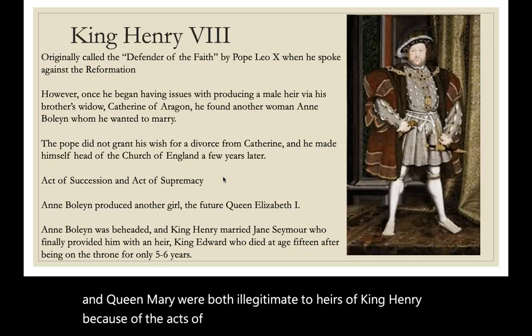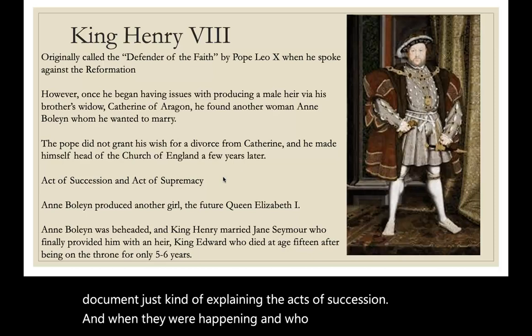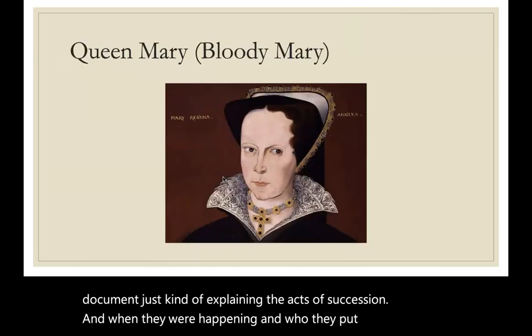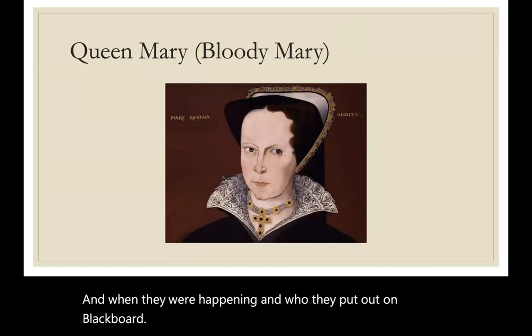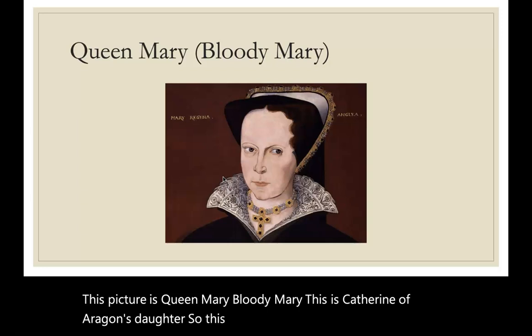I have posted a document just kind of explaining the acts of succession and like when they were happening and who they put out on Blackboard. This picture is Queen Mary, Bloody Mary. This is Catherine of Aragon's daughter. So this is King Henry VIII's first child.